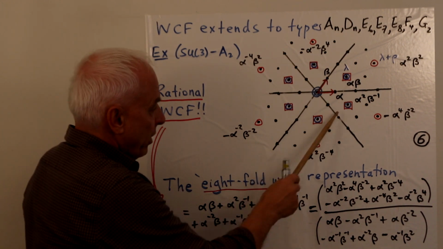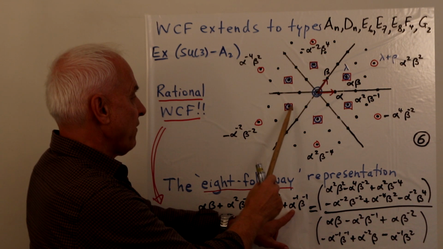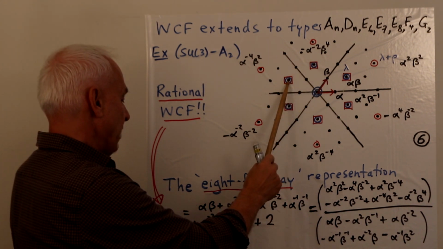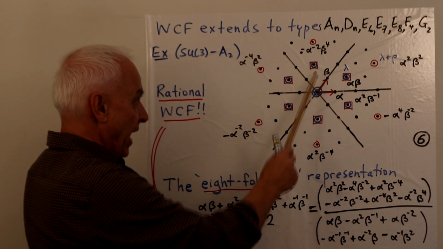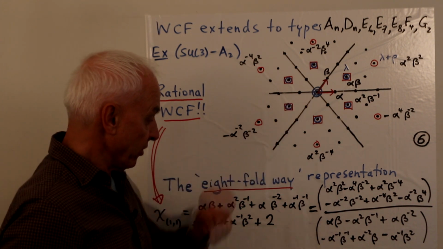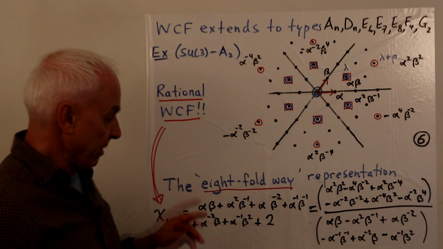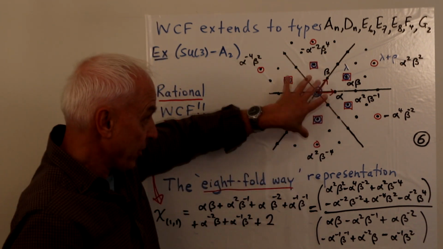And then if we keep going on there, this one is alpha beta to the minus 2, alpha to the minus 1, beta to the minus 1, alpha to the minus 2 beta, alpha minus 1 beta squared. And then this one here corresponds to 2 times the identity, so that's just the number 2. So this is the character of this corresponding representation.